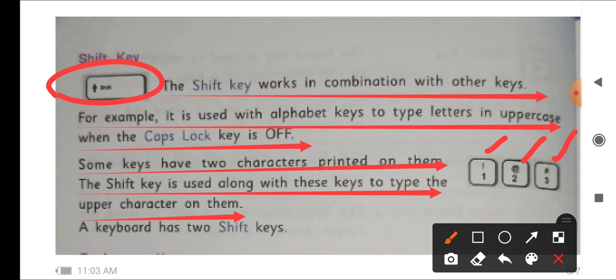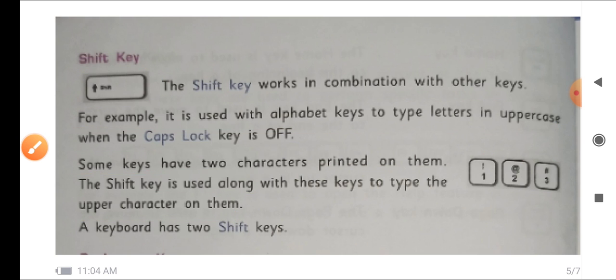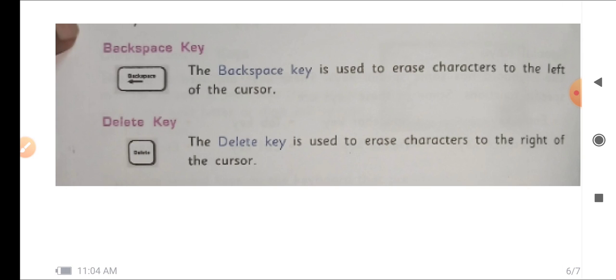So if you need an exclamation mark in your text, then you have to press and hold the shift key and then press 1 along with the shift key. What will happen? This will give you the exclamation mark in the text. Now a keyboard has two shift keys. You can see there are two shift keys on the keyboard. One is towards the left hand side and another one is on the right hand side of the keyboard. Now we'll see the next one.